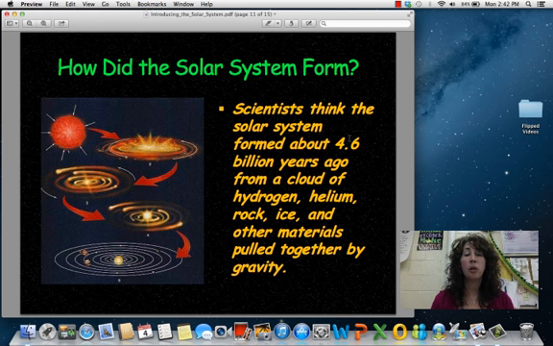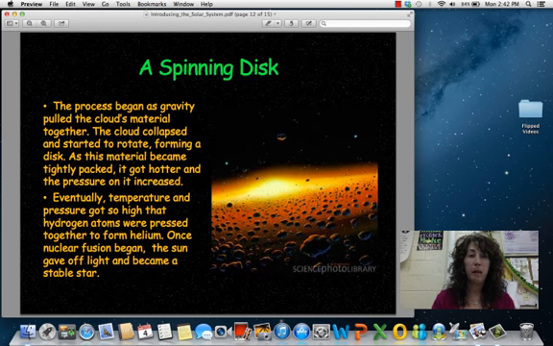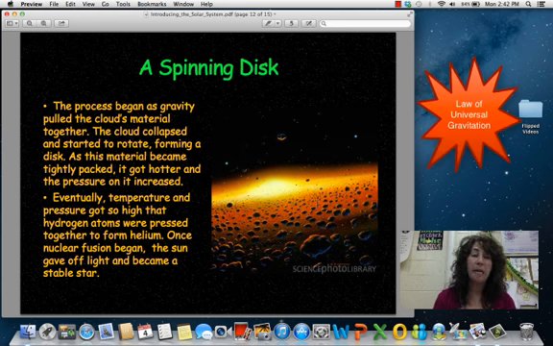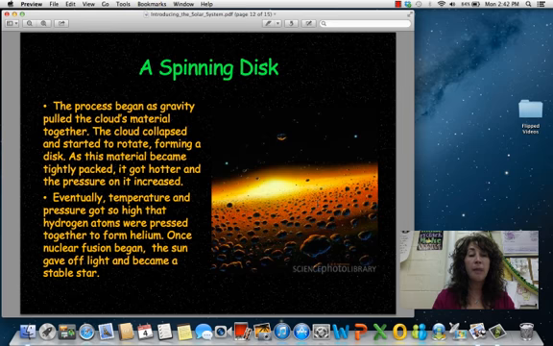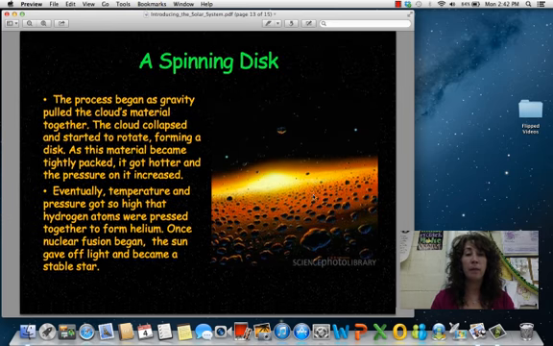Okay, so how did the solar system actually form? And we've talked a little bit about this already. Scientists believe that the solar system formed about 4.6 billion years ago by material that was pulled together by gravity, of course, our law of universal gravitation. And that gravity pulled the material together. The cloud collapsed, it started rotating, it got tightly packed, it heated up, lots of pressure, temperature got high, hydrogen atoms, through the process of nuclear fusion, turned into helium. The sun gave off a lot of light and became a stable star. That's summing it up in a nutshell.